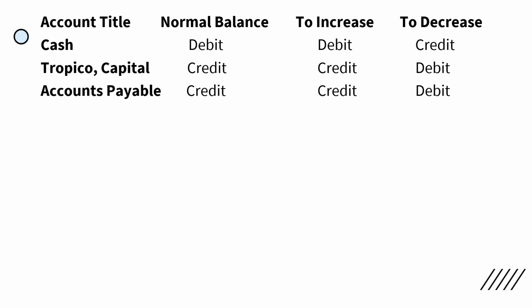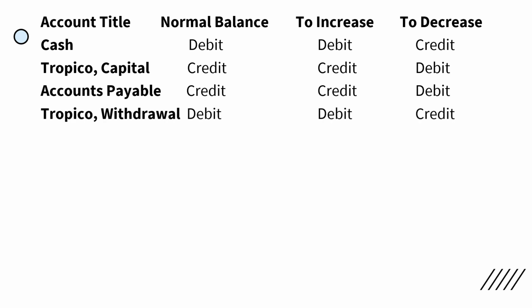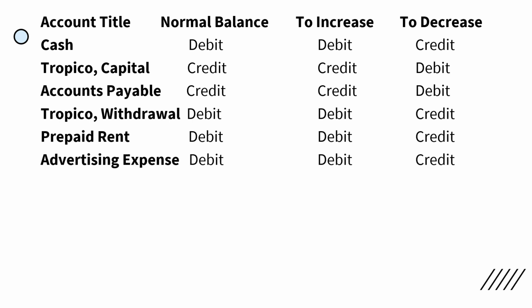Accounts payable, normal balance on the credit side, and to increase it, you have to do it on the credit side, and to decrease it on the debit side. Tropico withdrawal, the normal balance is debit, and to increase the drawing, you have to debit it, and to decrease, credit side. Prepaid rent, this is an asset, so the normal balance is debit. To increase it, debit side also, and to decrease it is on the other side, the credit side.